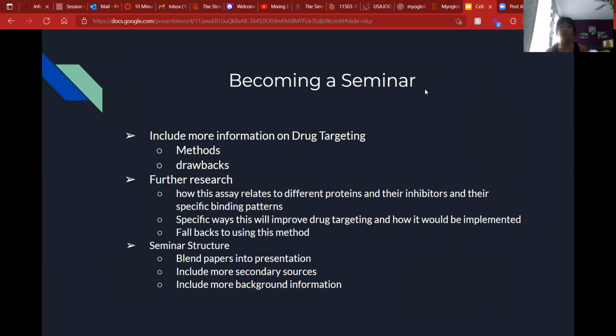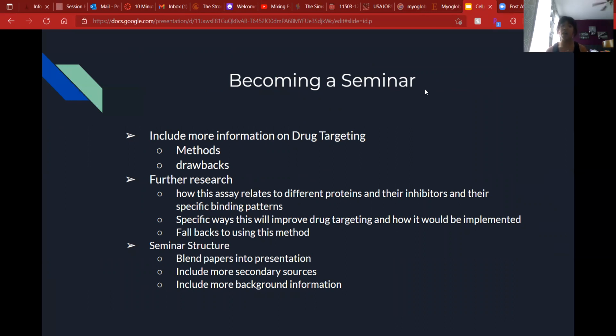I would then like to do further research on the topic itself, so how the assay relates to different proteins and their inhibitors outside of just CHK1, and their specific binding patterns, and then specific ways this will improve drug targeting and how it would be implemented, as well as the fallbacks of using this method.